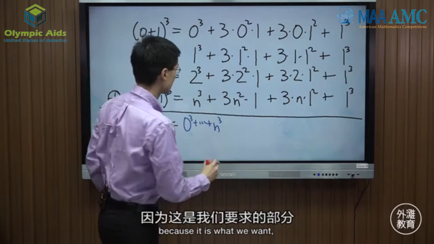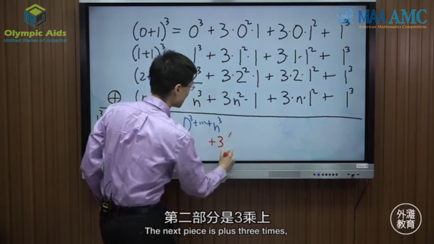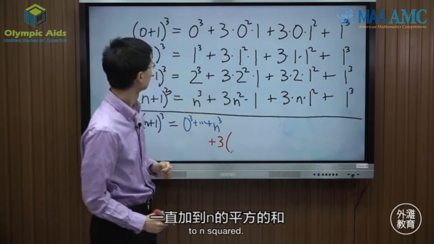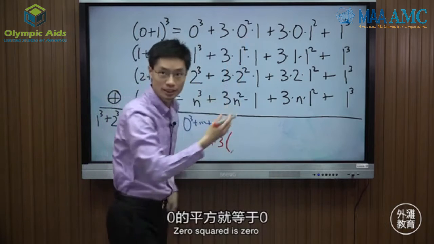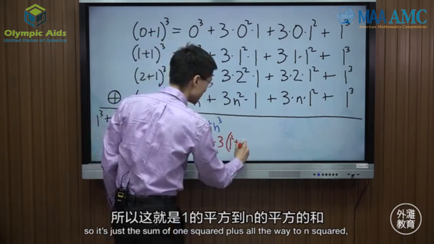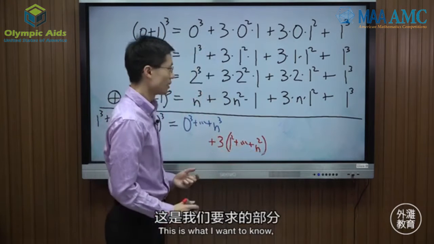I'll use red because it's what we want. The next piece is plus 3 times the sum of the squares, 0 squared, 1 squared, up to n squared. 0 squared is 0, so it's just the sum of the squares, 1 squared plus all the way to n squared. This I want to know.